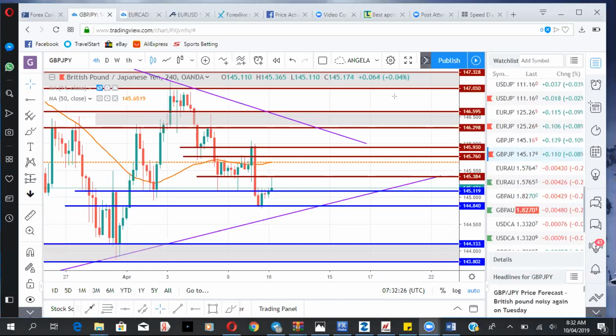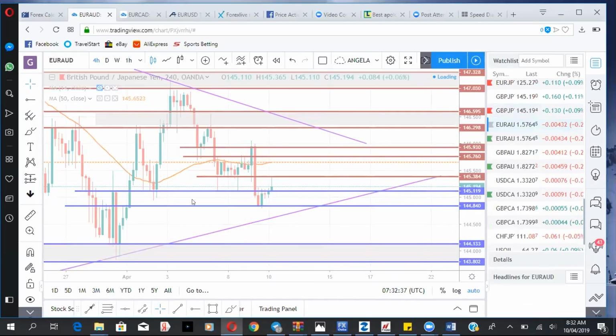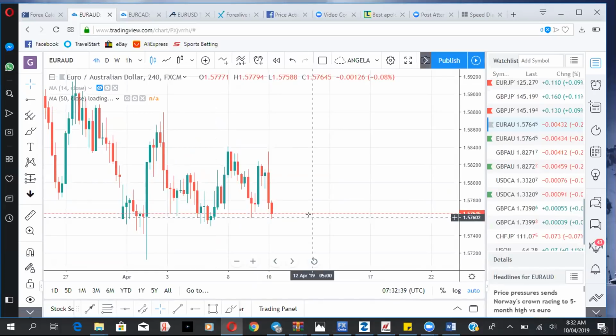So it's a safe haven pair. So you might see a move, you might see weakness against most currencies against the yen. So the next pair I'm looking at is the EURAUD.